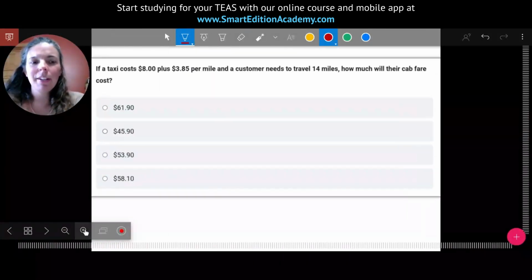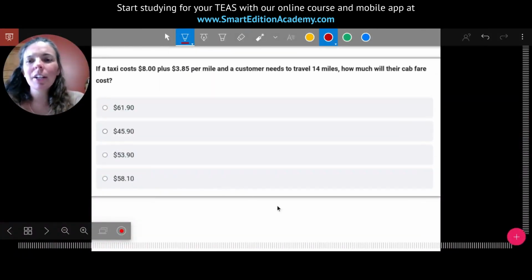All right, let's try another one. If a taxi costs $8 plus $3.85 per mile and a customer needs to travel 14 miles, how much will their cab fare cost? So a taxi costs $8 basically just to get in, and then you have to pay $3.85 per mile. This customer is going to go 14 miles, and we want to know how much their cab fare is. So setting up an expression for this to simplify is going to be really helpful.